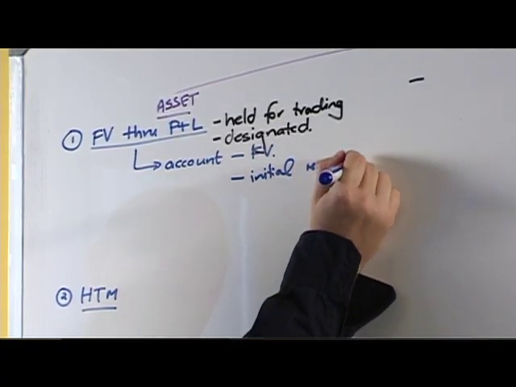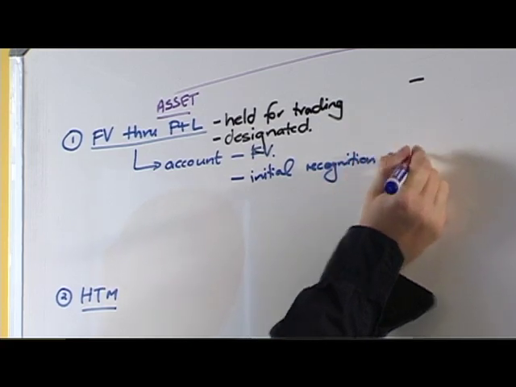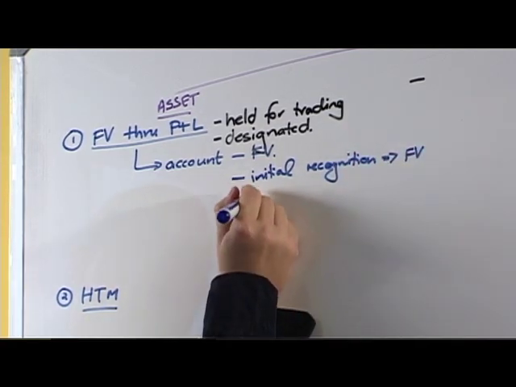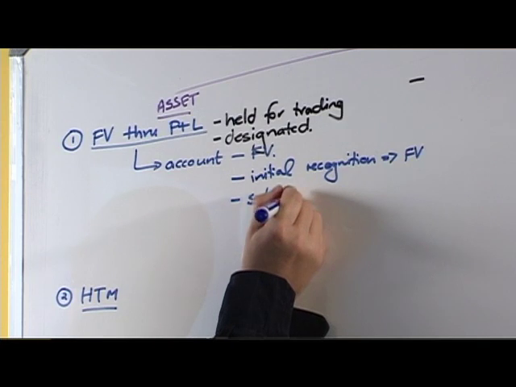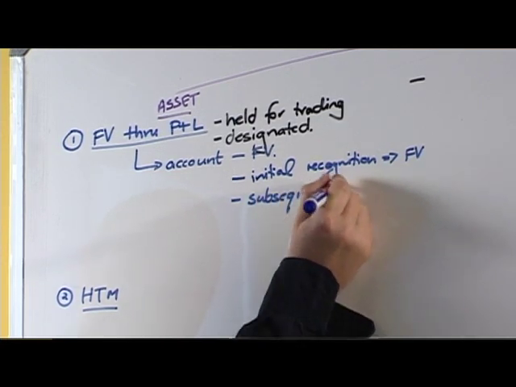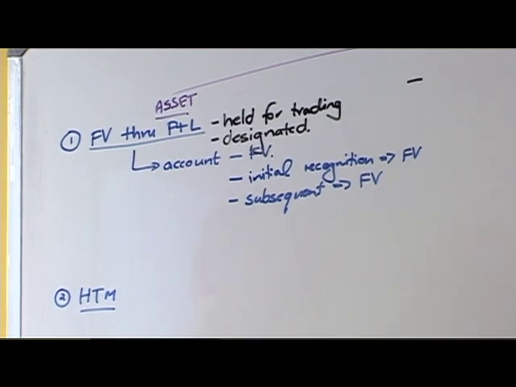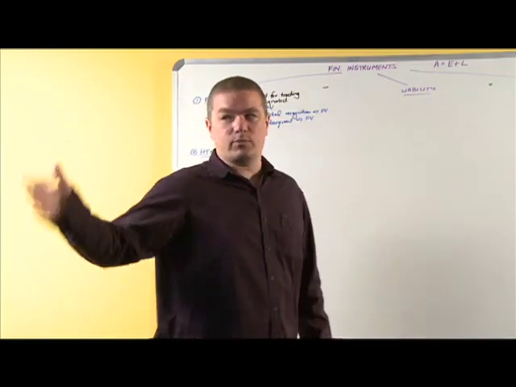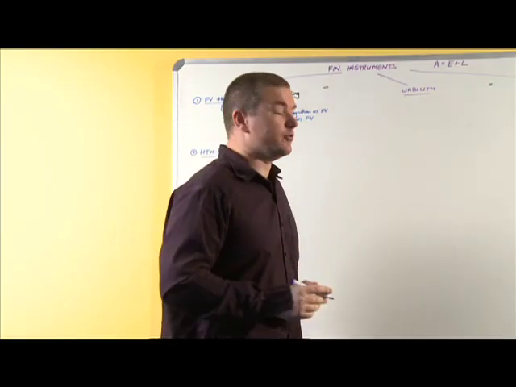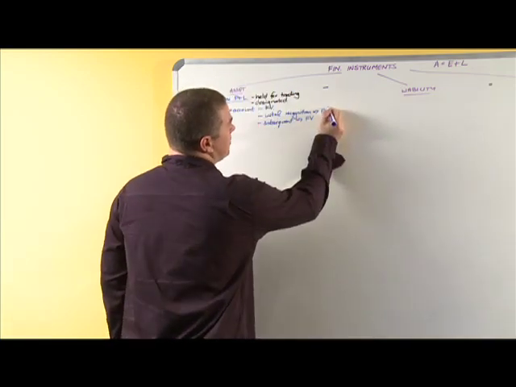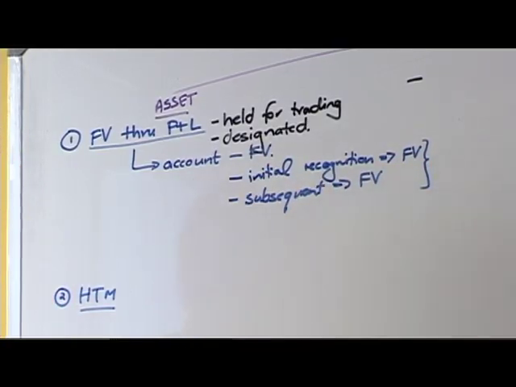So I've kind of preempted, but initial recognition will be at fair value. Subsequent measurement will be at fair value. All right. Now clearly, if I go and buy something and it cost me $100, year end is now 150, there's been a movement between the initial and the year end. What do I do with that?